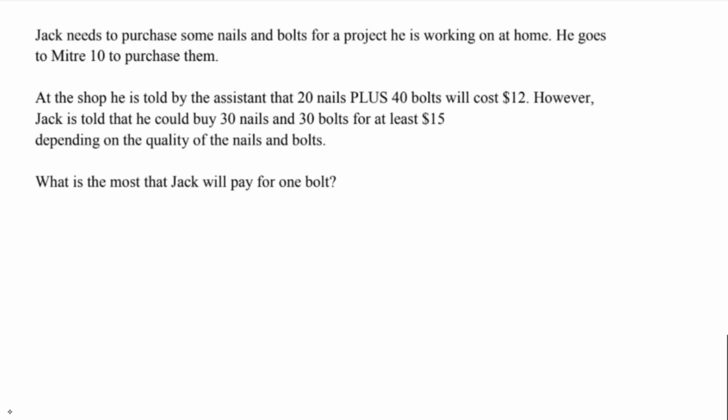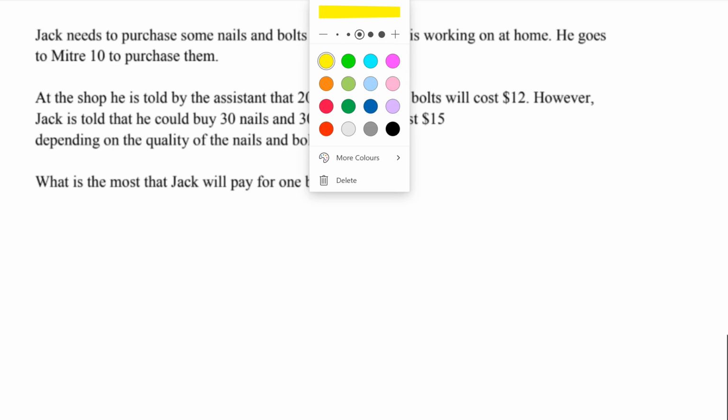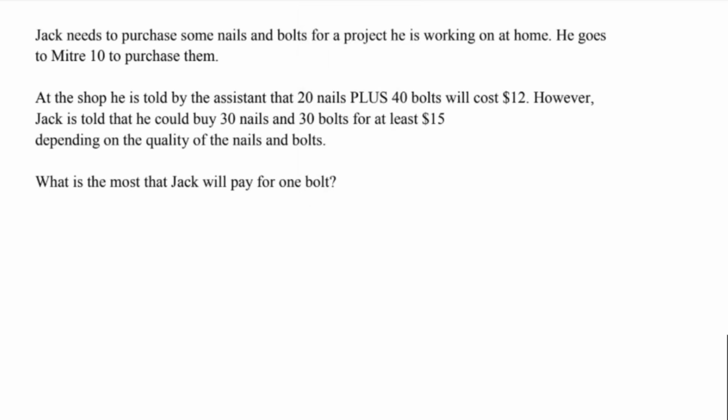So what we have, just to start off, is somebody purchasing some nails and bolts. So basically we've got 20 nails plus 40 bolts, and that's going to cost $12. All right, so that's fairly straightforward.